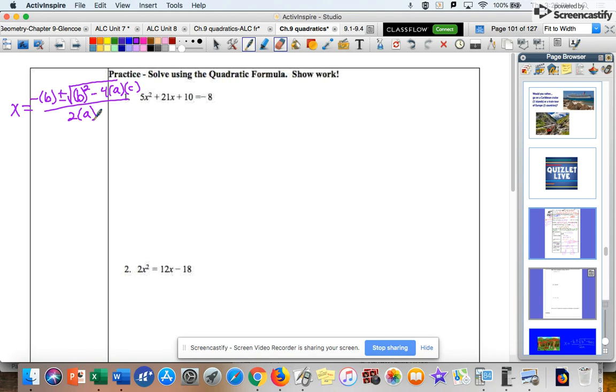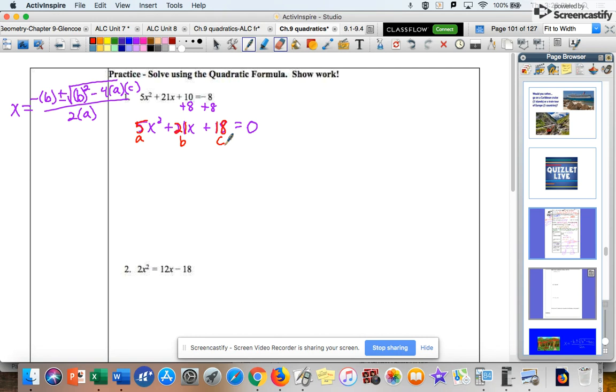All right, so first off, remember, first thing is we've got to set this equal to 0 for this to work. So we're going to add 8 over to the left side of the equation. So now we have 5x squared plus 21x plus 18 equals 0. All right, so let's take a look at our a, b, and c values. Our a value is 5. Our b value is 21, and our c value is 18. All right, so all positive, which is kind of nice.